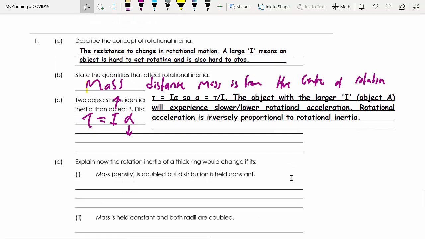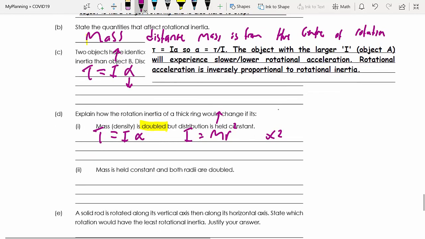D, explain how the rotational inertia of a thick ring would change if its mass density is doubled, but its distribution is held constant. Well, we know that torque equals I alpha, and we know that I approximates mr squared, and so if you increase the mass yet leave the distribution of mass the same, and it uses the word doubled. In physics, whenever they tell you how much it's changed by, they expect that in the answer. So if mass is doubled, because it's linear, I should also be doubled.